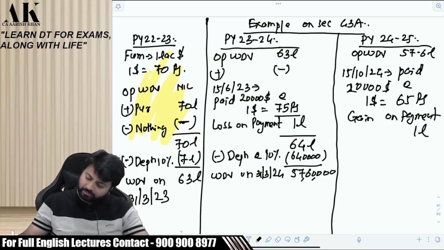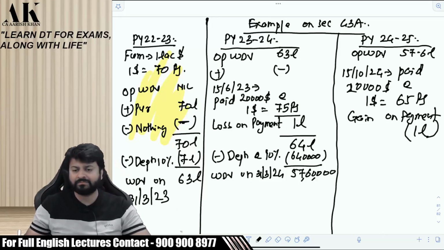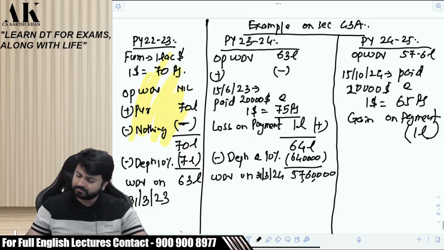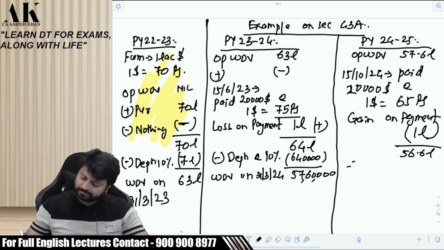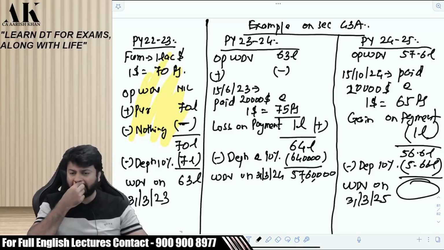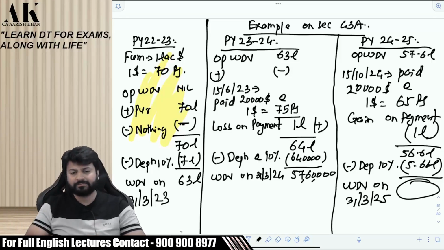How much? 1 lakh. Now you have to reduce this 1 lakh from the WDV. Because when loss was there, you have added. So when gain is there, you have to reduce, right? So this will become 56 lakhs 60,000. And now you will claim 10% depreciation. How much will come? 5.66 lakhs. Whatever answer will come, that will become your WDV. Is everyone clear? This is how the things will go on and on till the loan is completed. Please take a photograph of this. Very important provision.